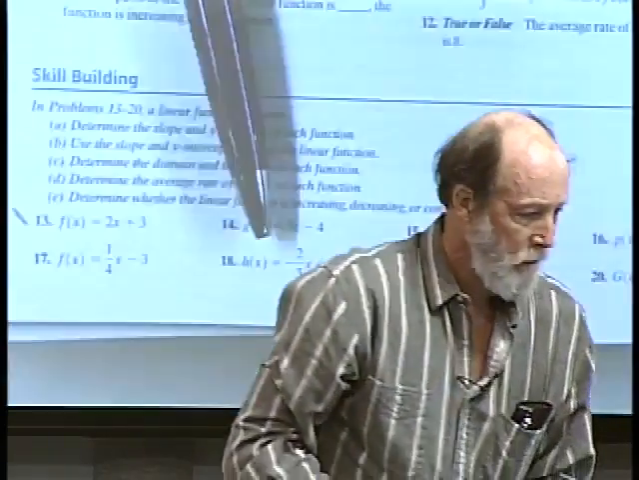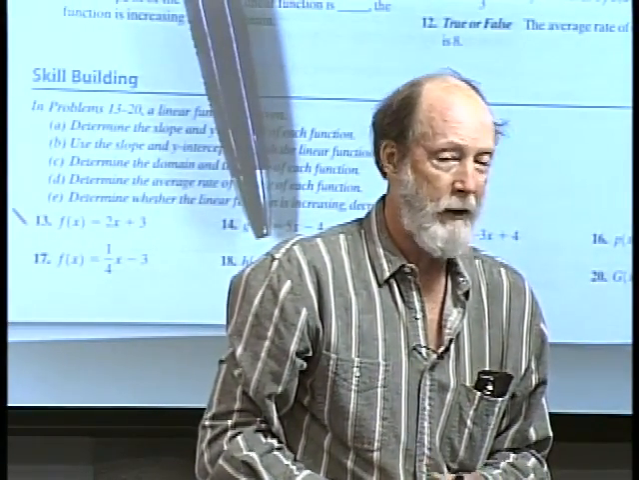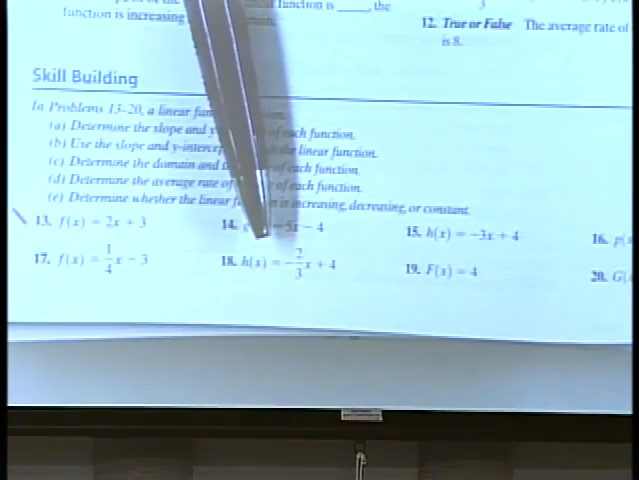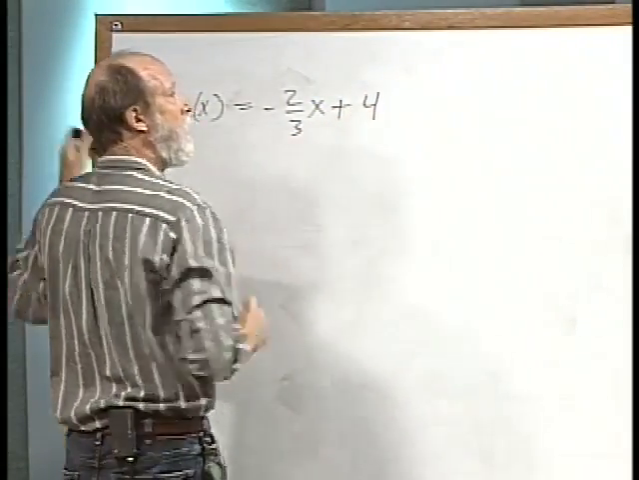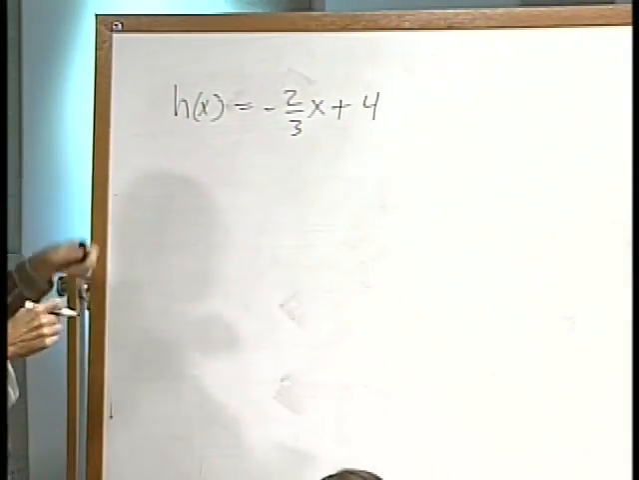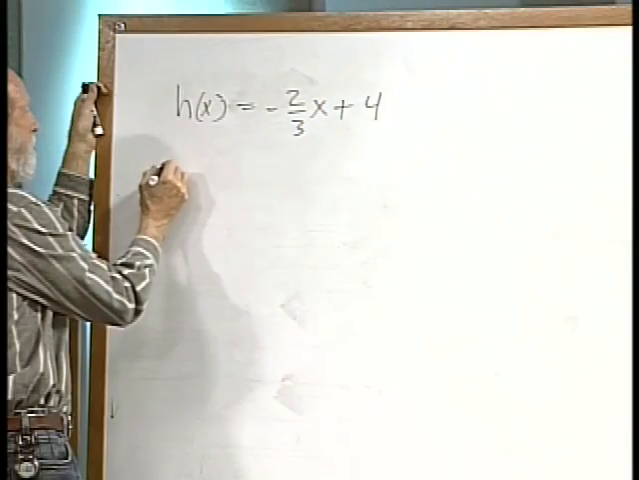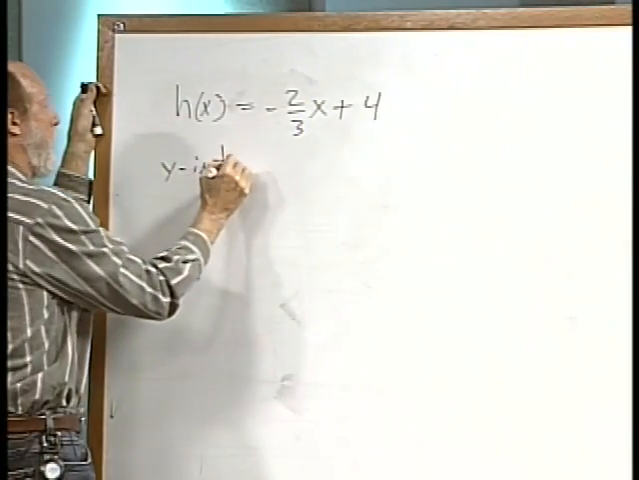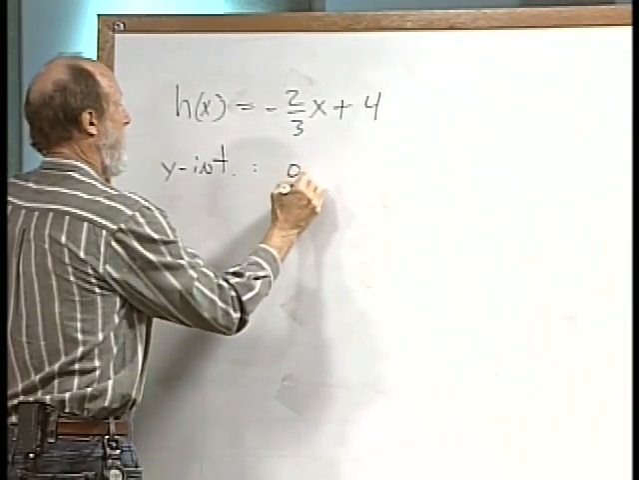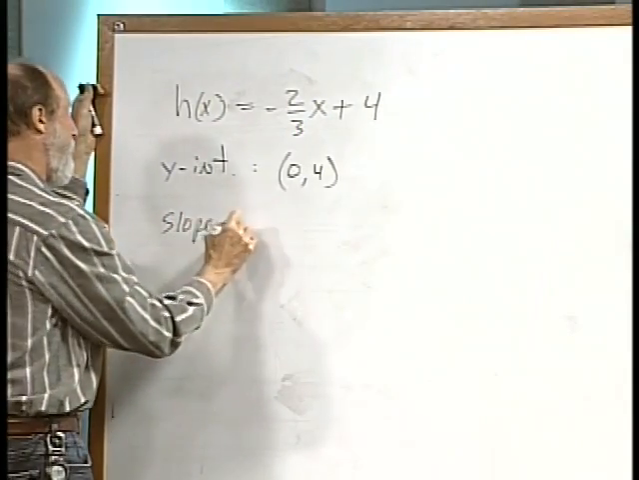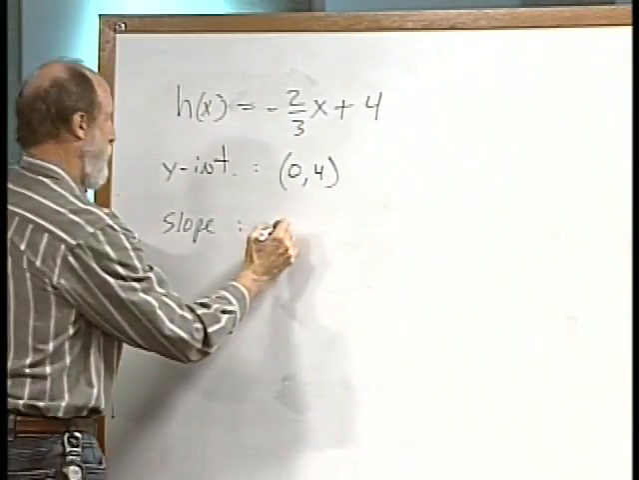Okay. So h of x is given to us as minus 2/3 x plus 4. It's very elementary, and you all should be comfortable with it. h of x is given as negative 2/3 x plus 4. Okay? Very clearly, the y-intercept is what? The y-intercept is the point 0, 4, right? Easy. The slope is negative 2/3.